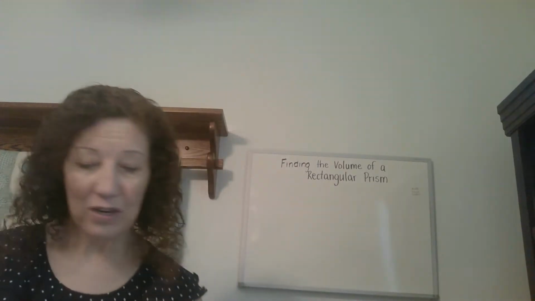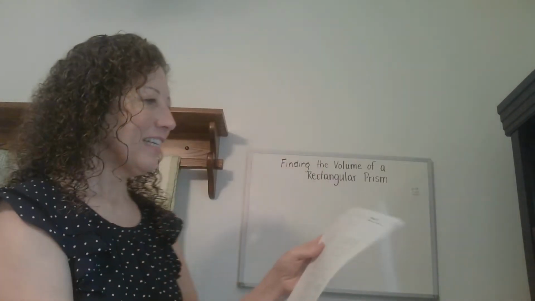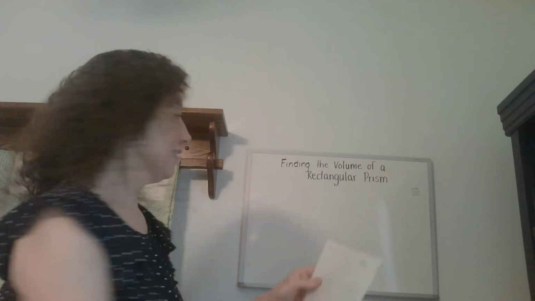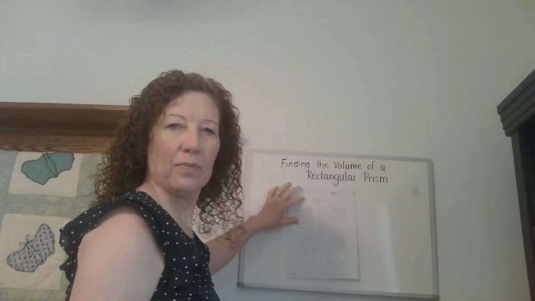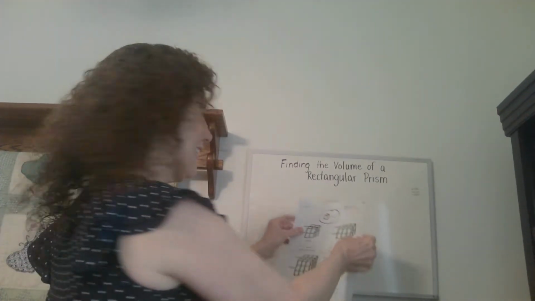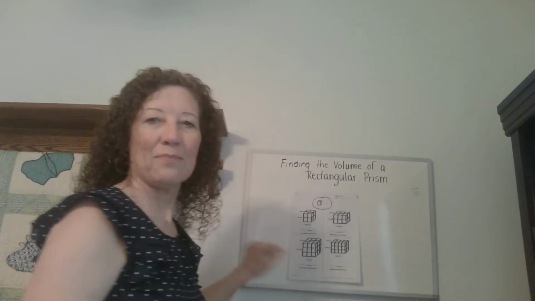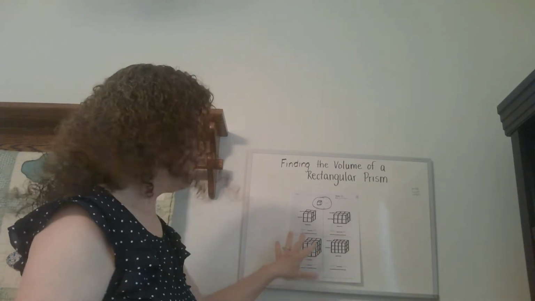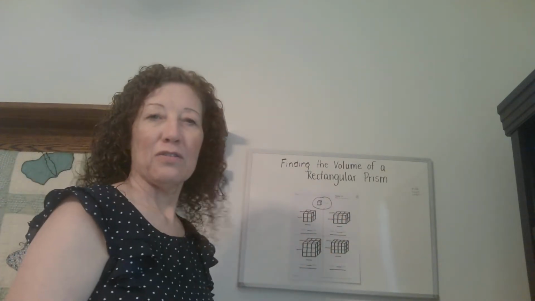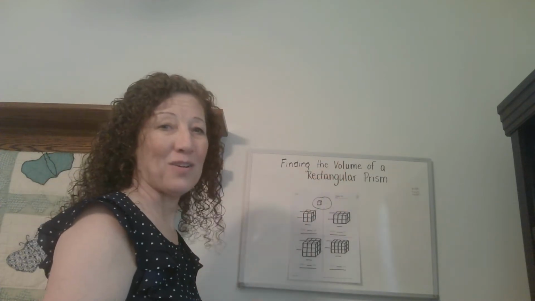Okay, so now we are going to look at this page that you got. Let's see if you can see it. If I put it like that, that's not really good. So I took the time to trace it. That's better, I think. Trace it with a marker so that you can see it better. So now we're going to talk about how to find the volume of a rectangular prism.